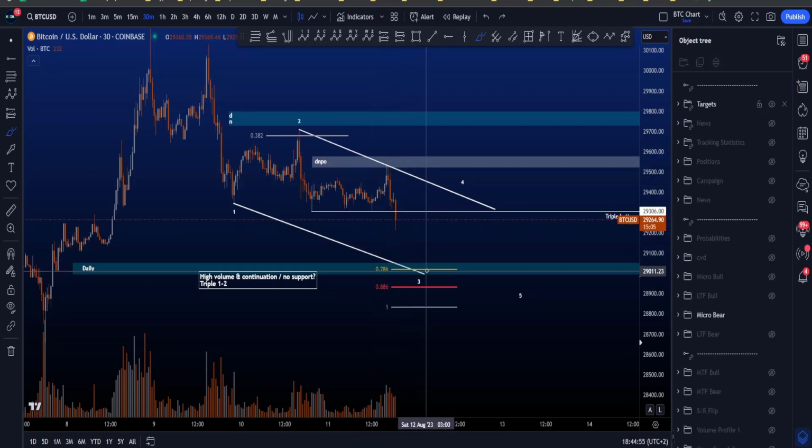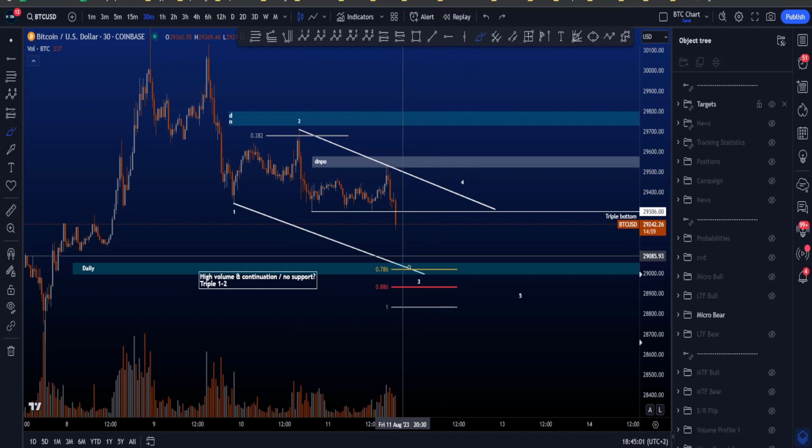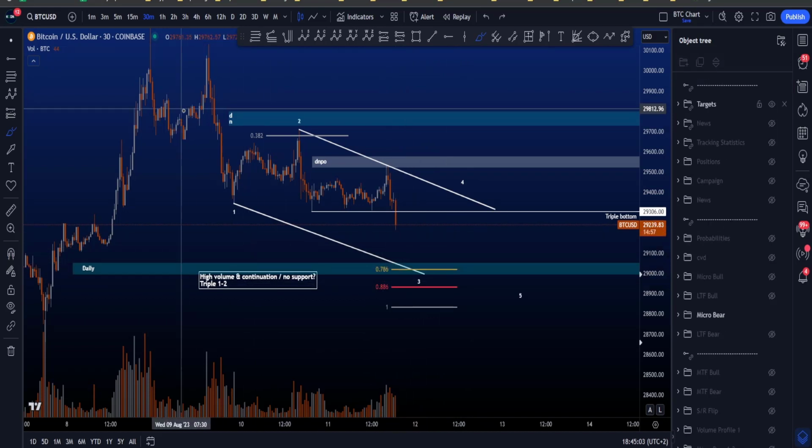So price now moving to the downside. Let's see what happens around this target area. If price can find support and then an ABC, you want to see a bounce, right? If this fails, then we're going to be looking at this to be then a 1-1-1-2 scenario.